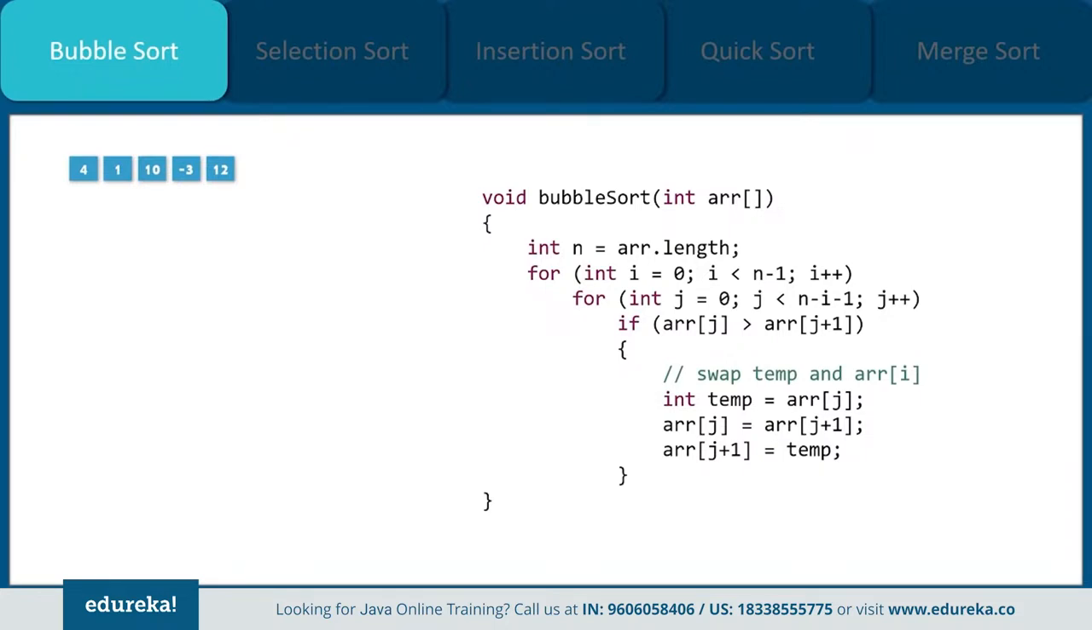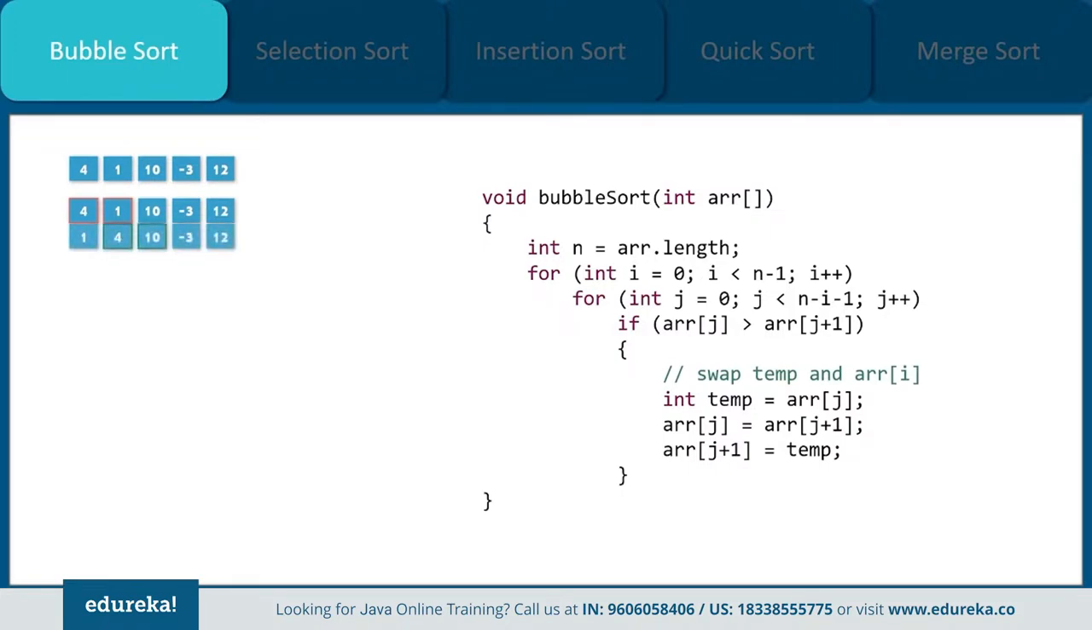Consider that we have a set of elements: 4, 1, 10, minus 3, and 12. What will bubble sort do? In bubble sort, we'll start one of the iterations, consider the ith iteration. We'll start from the zeroth index and compare index 0 with index 0 plus 1. That's 4 and 1 that we are comparing here. When we compare, we find that 4 is greater than 1, so we swap the elements.